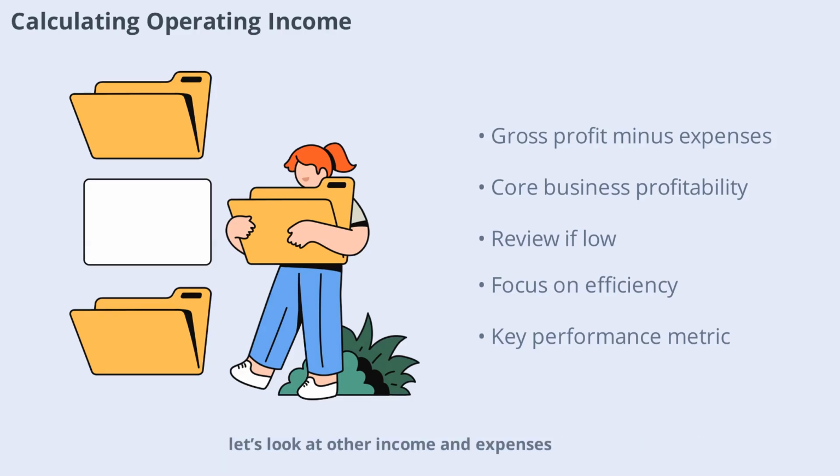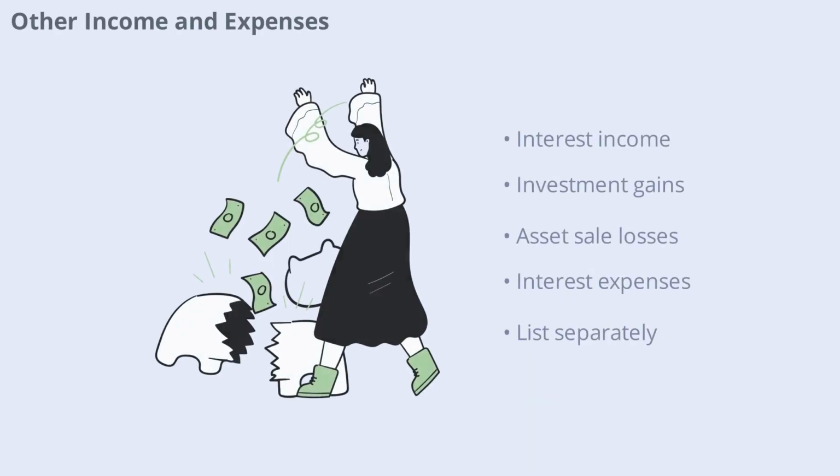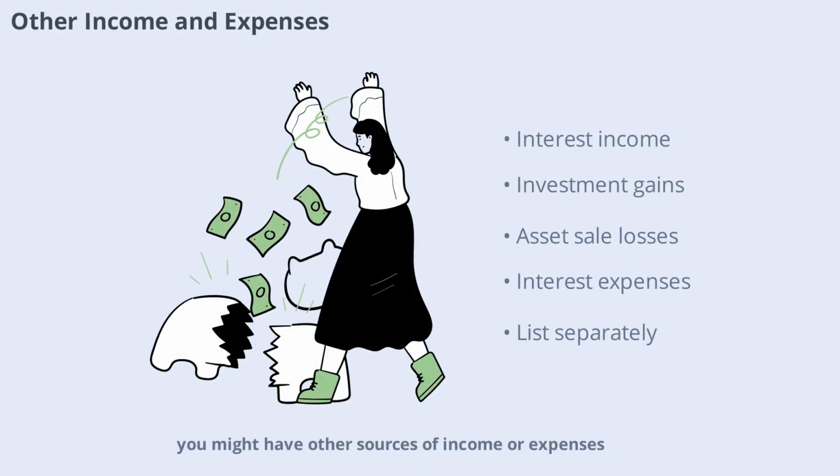Next, let's look at other income and expenses. Besides your main business operations, you might have other sources of income or expenses. These can include interest earned, investment gains, or losses from asset sales. Similarly, you might have non-operating expenses like interest payments or one-time charges. List these items separately on your income statement to give a clear picture of your overall financial performance. Including these details ensures your statement is comprehensive and transparent.